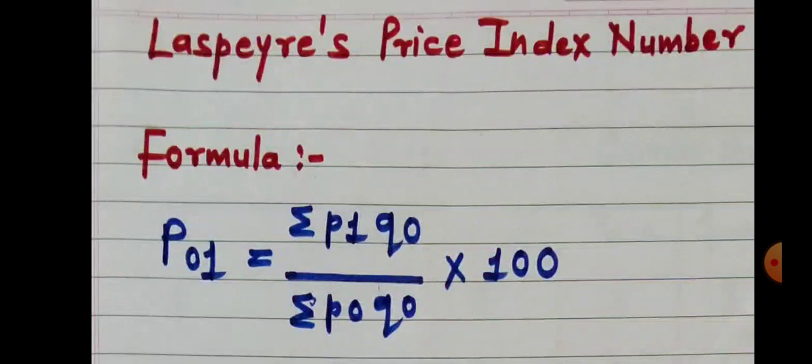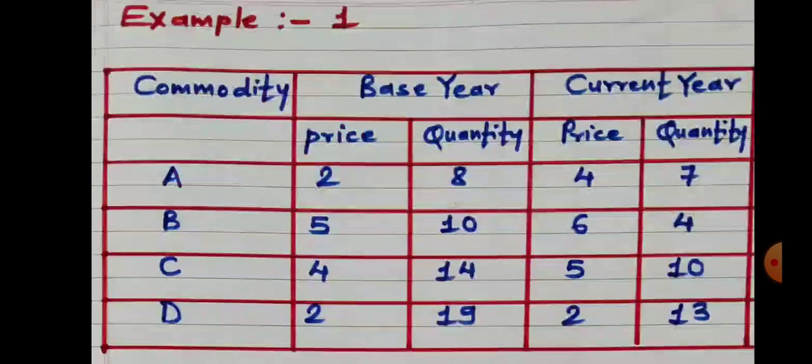Now let us see how to calculate Laspeyres price index number. Which formula we have to apply while calculating Laspeyres price index number? Here the formula is P01 is equal to sigma P1 Q0 divided by sigma P0 Q0 into 100. Now let us see how to calculate it with the help of an example.